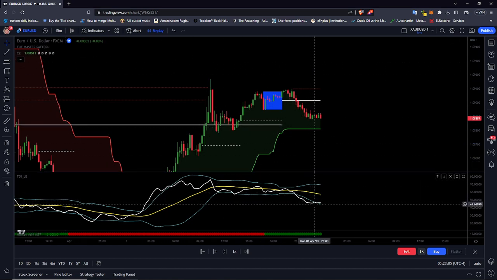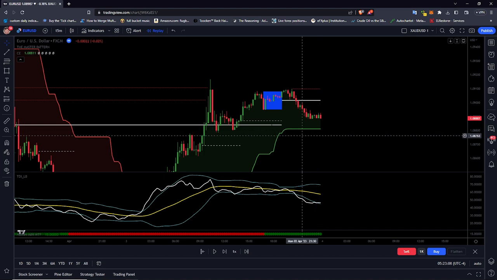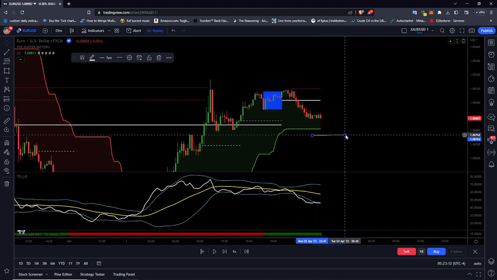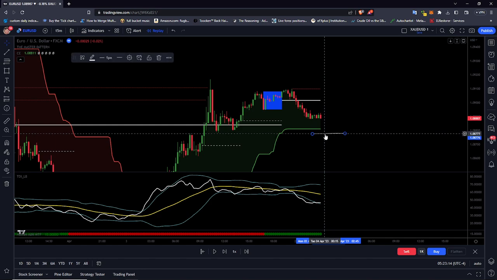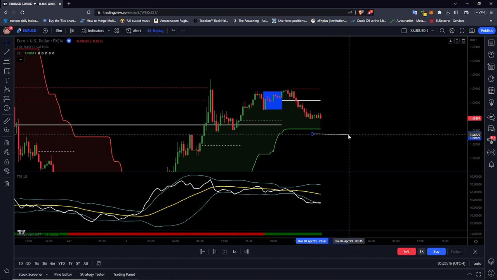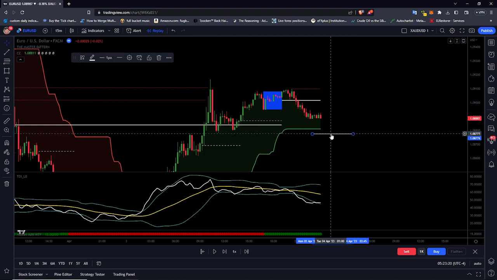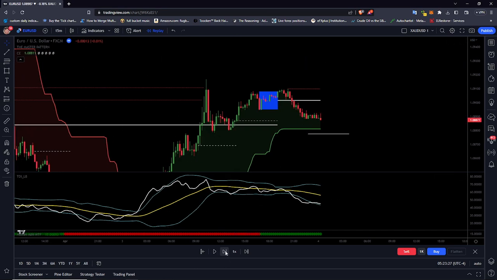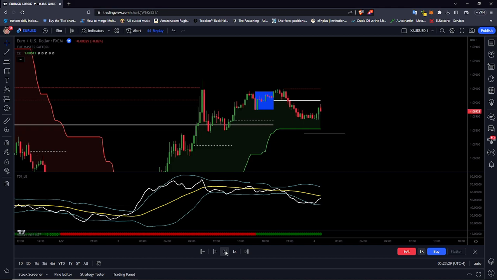If you wanted to buy here, you would have placed your stop down here like this, or even tighter, okay, like this, because price should not penetrate that. So you would put your stop here. Let's say we bought here, okay. Price started going up. Now we are happy, right?